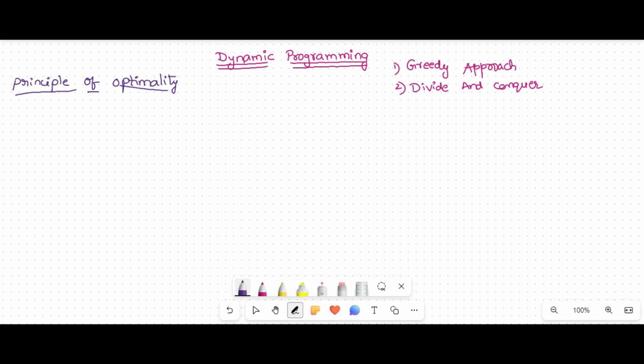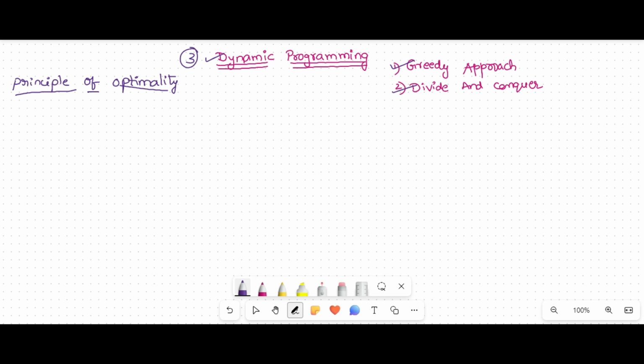In this video, we are going to discuss another algorithm design approach, that is dynamic programming. In previous videos, we discussed two algorithm design techniques, a greedy approach and divide and conquer. So now, another algorithm design technique, dynamic programming, we are going to discuss in this video.